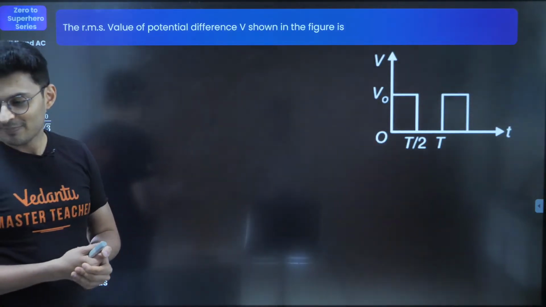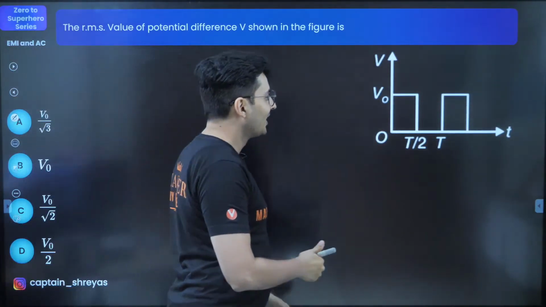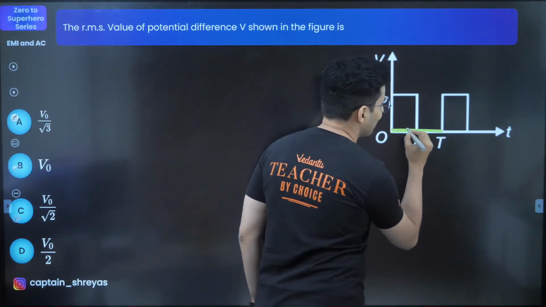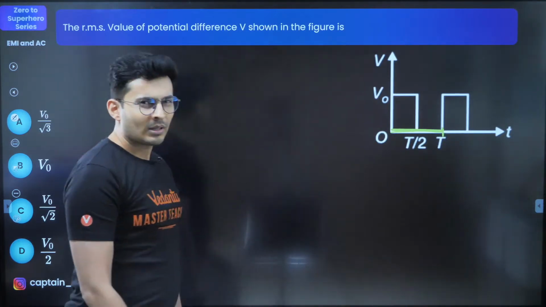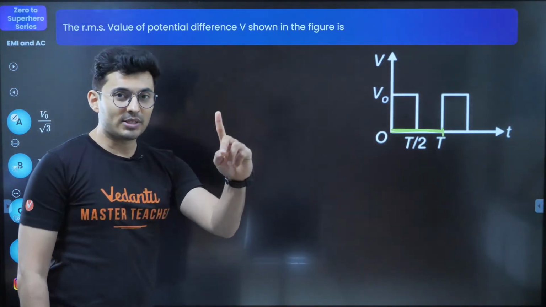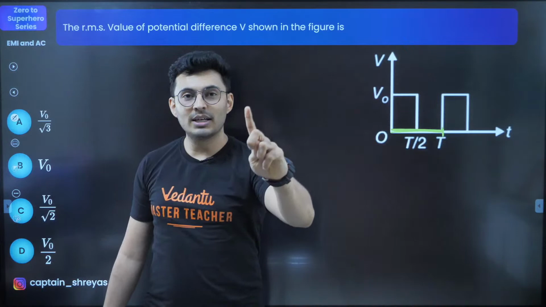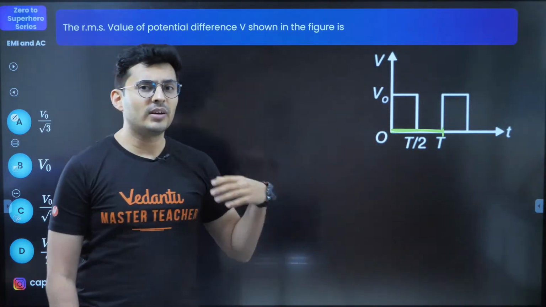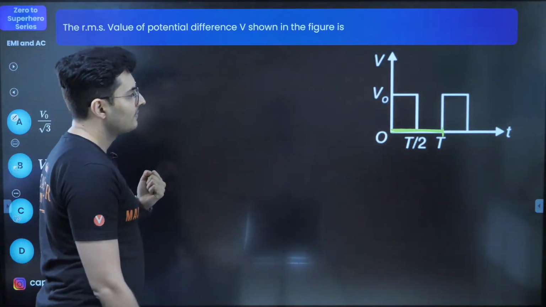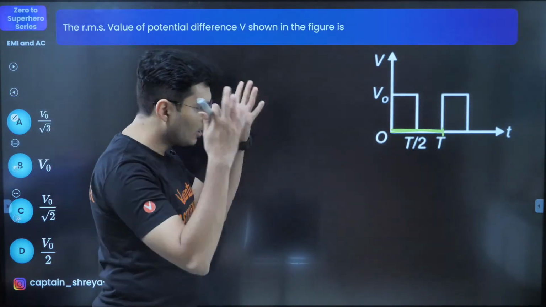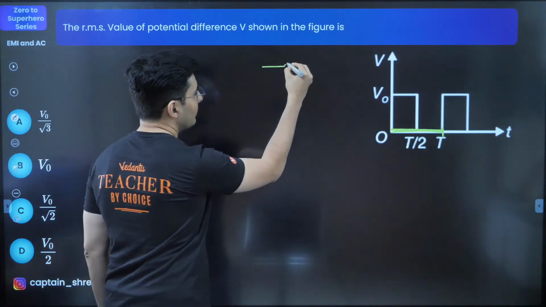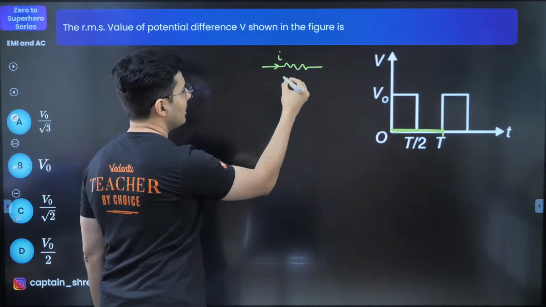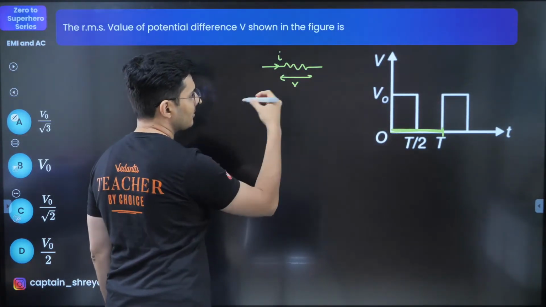Okay. So let's try this out. This is one time period. This is one time period. What is the definition of RMS? It's that constant current which will produce the same amount of heat as that of an AC circuit. I need a constant current. So let's think of a resistor through which the current is flowing and some heat is generated. There is some voltage also across the resistor.